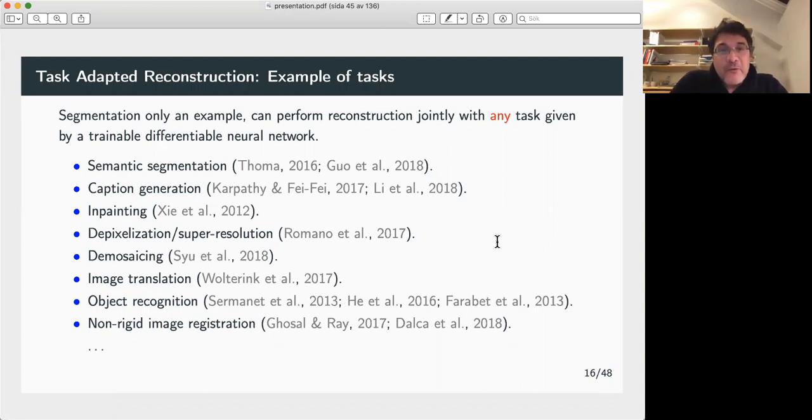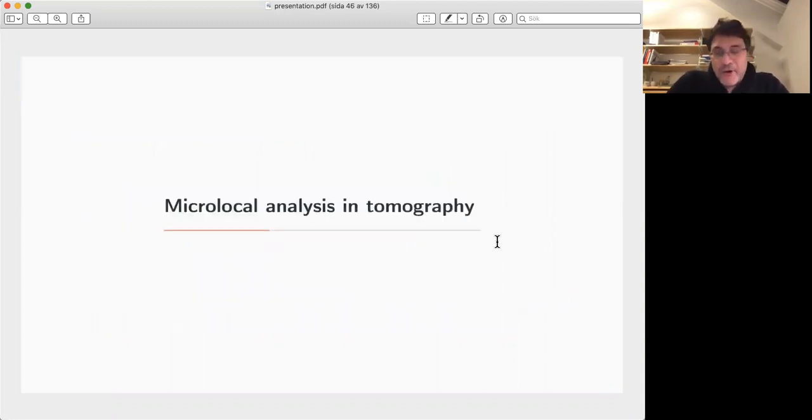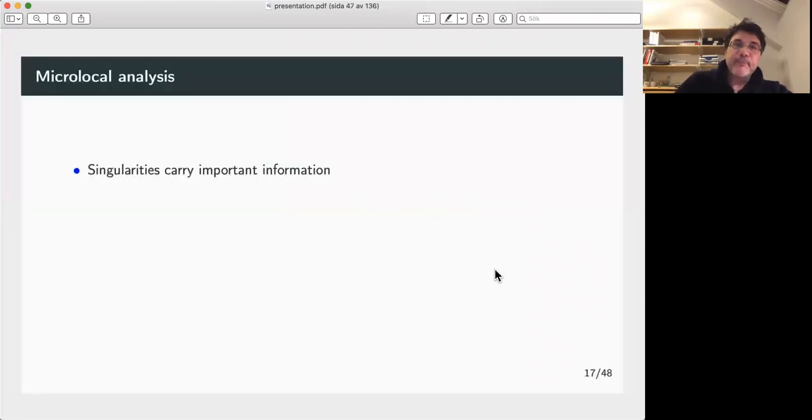So I'm going to now switch gears to a third topic, which is microlocal analysis. So we've talked about motivation. We've done a bit of decision theory. We phrased reconstruction in a decision theoretical framework. I tried to motivate the use of Bayes estimators in that context. So we put that aside and let's turn our attention to microlocal analysis.